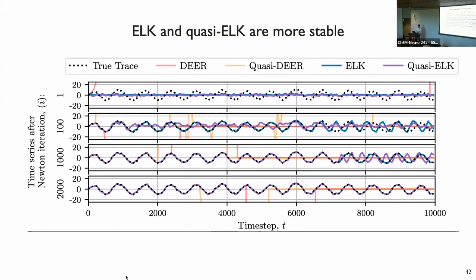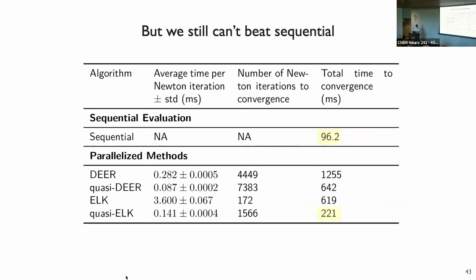So this is to say that ELK improves the stability of these parallelization techniques. The bummer is that we still can't beat sequential. Our goal with these techniques was to be fast and sequential. And while we often are, and will be for most of this talk, on that particular example I wasn't able to get it to be faster. Sequential was computing in around 100 milliseconds and quasi-ELK in around 200 milliseconds.